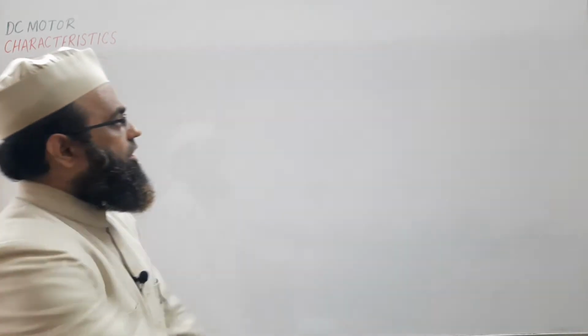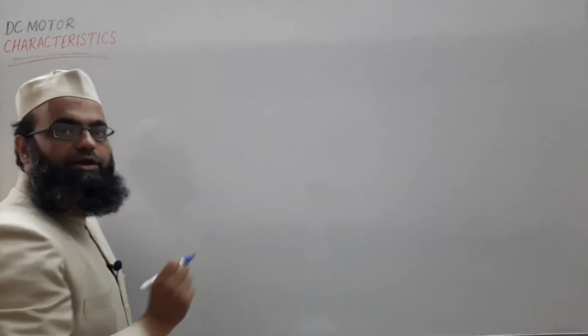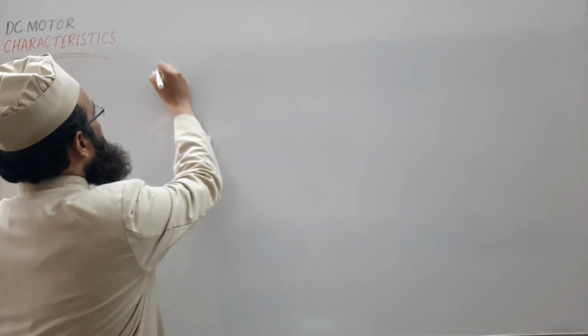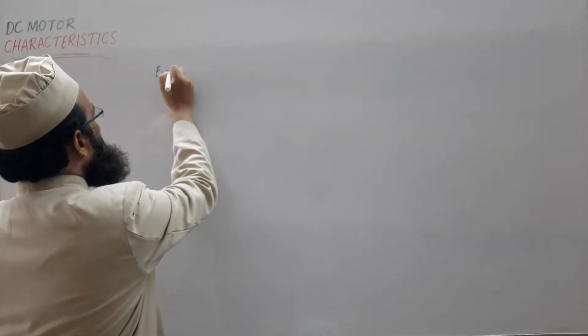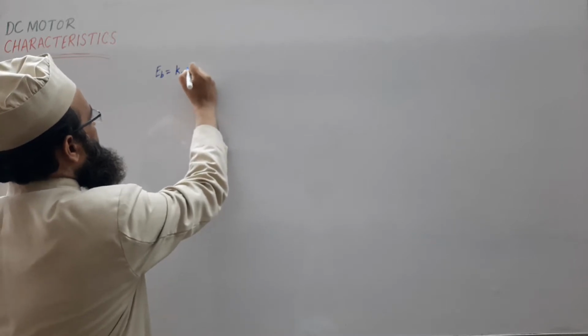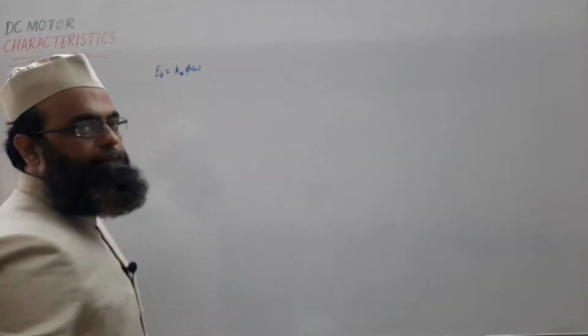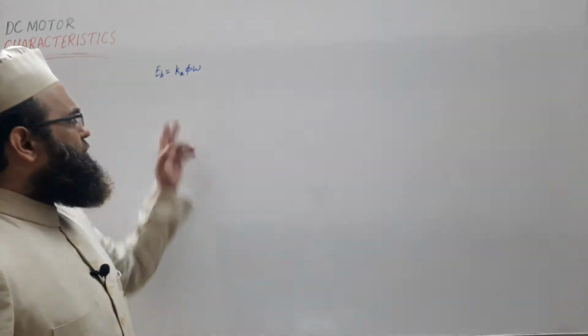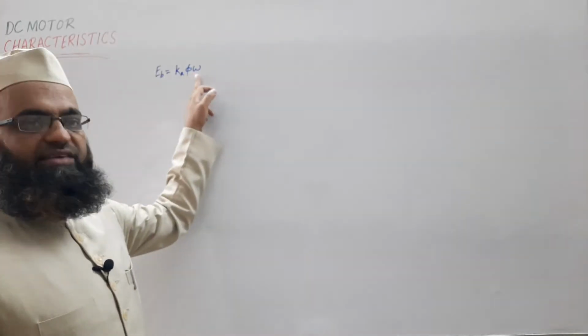Dear students, today we are going to discuss characteristics of DC series motor. In our previous lecture, we have seen that for a DC series motor, the back EMF Eb may be written as machine constant Ka phi omega. We know that phi is flux per pole, omega is the speed of the motor in radian per second.